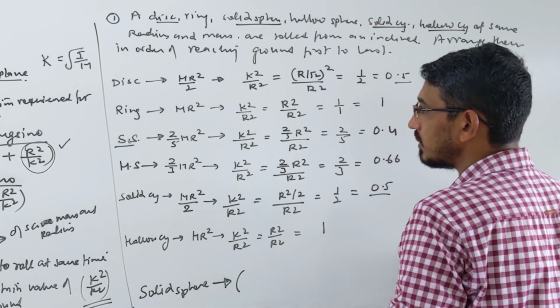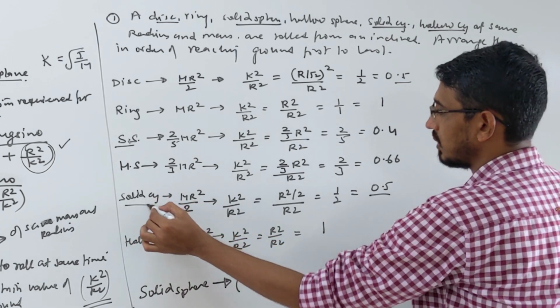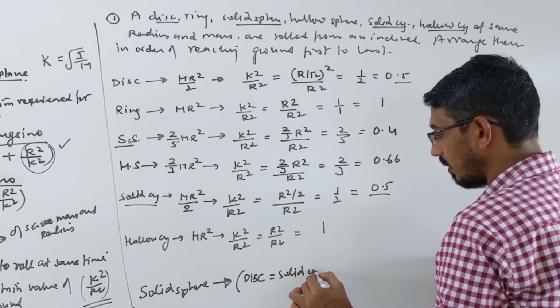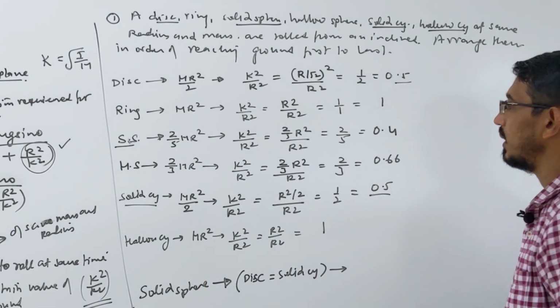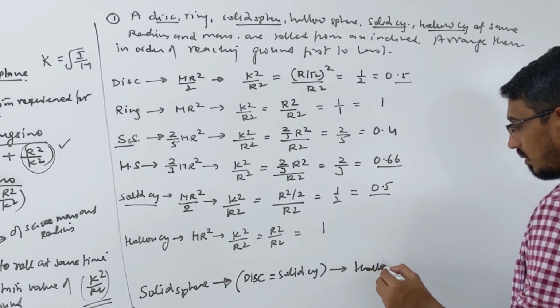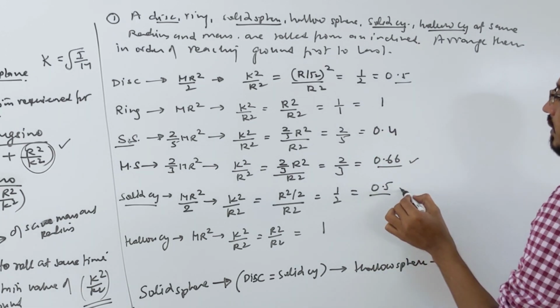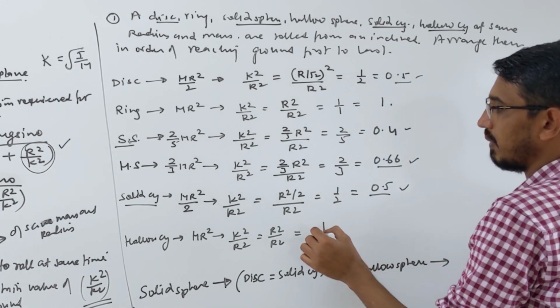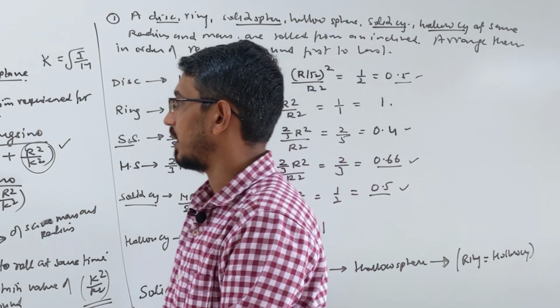Then your disk and your solid cylinder, they will come to the ground after that. After first comes solid sphere, then disk and solid cylinder will come together. After that this object will come. So who is this? Hollow sphere will come to the ground, right? Okay, this is done, that done, that done. Now the remaining 2 objects, ring and hollow cylinder, they will come together. So these will come last to the ground. Solid sphere will come first to the ground, right?